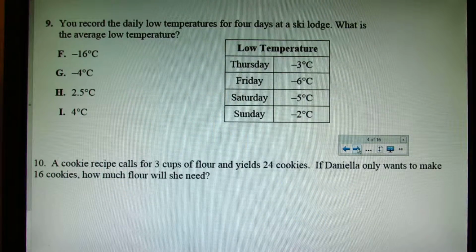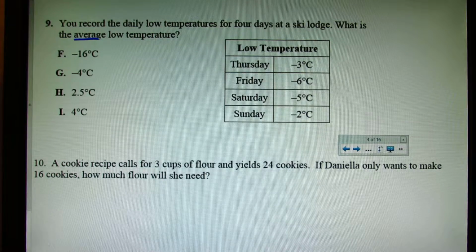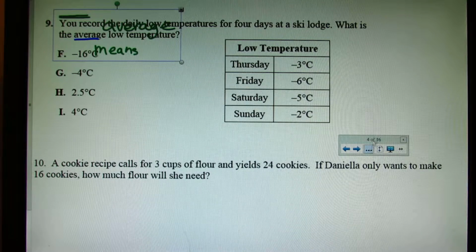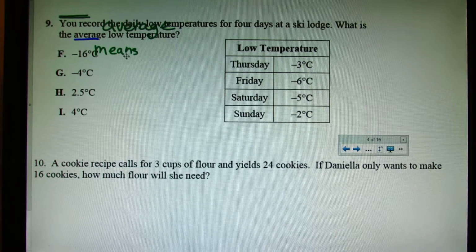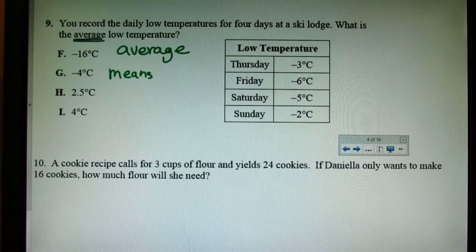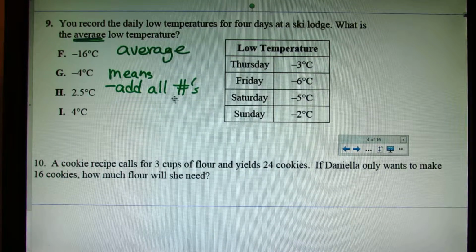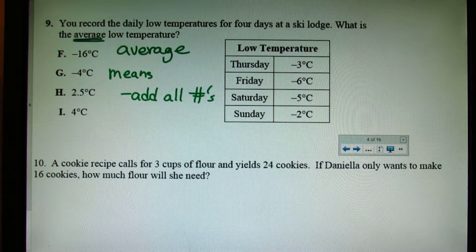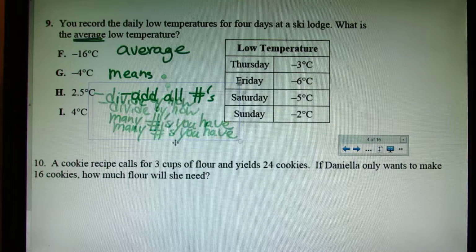Okay, number 9. You record the daily low temperatures for 4 days at a ski lodge. What is the average low temperature? Okay, the word average means a few different things. The word average means that you have to add all the numbers up and divide by how many numbers you have.